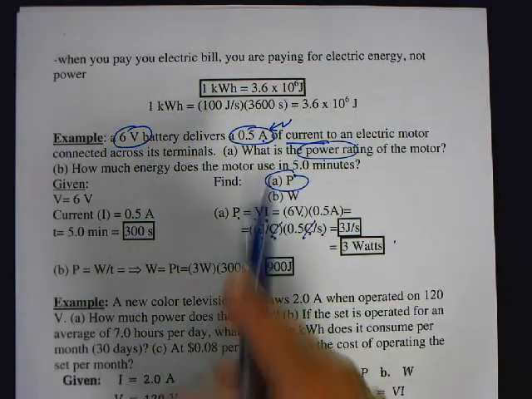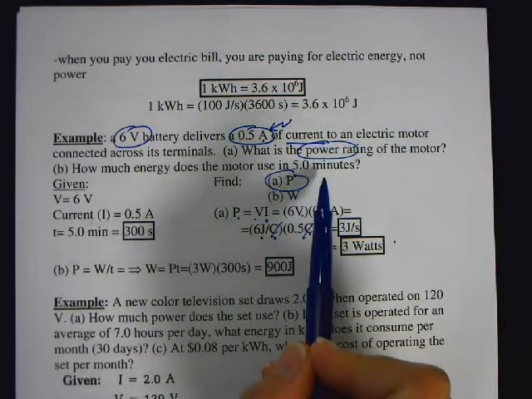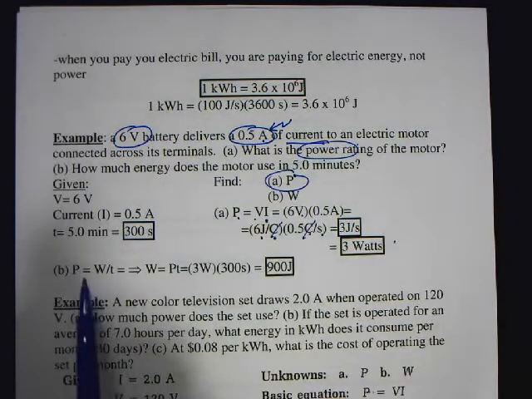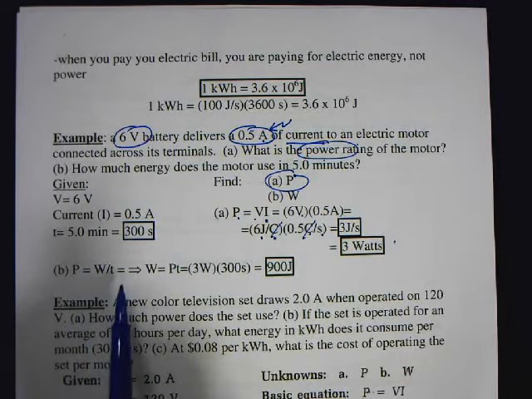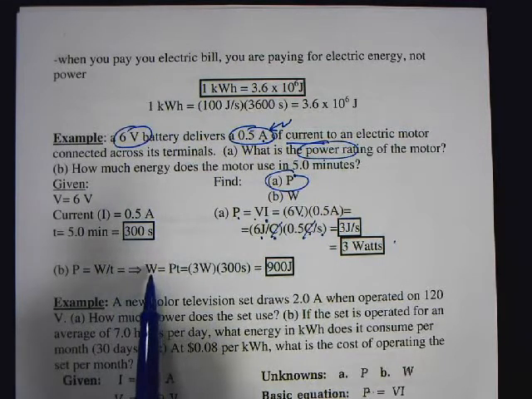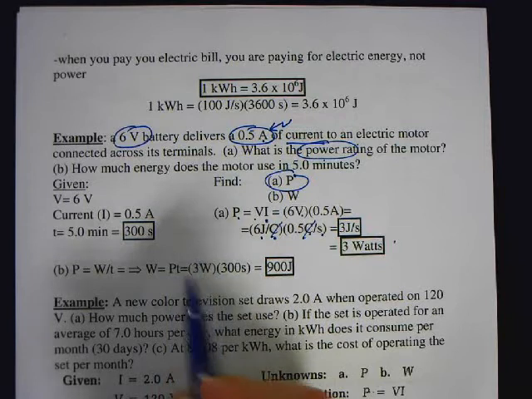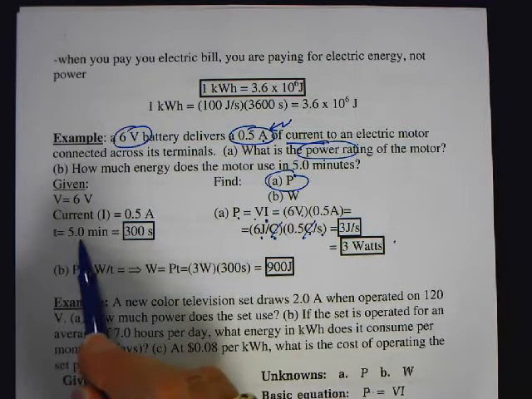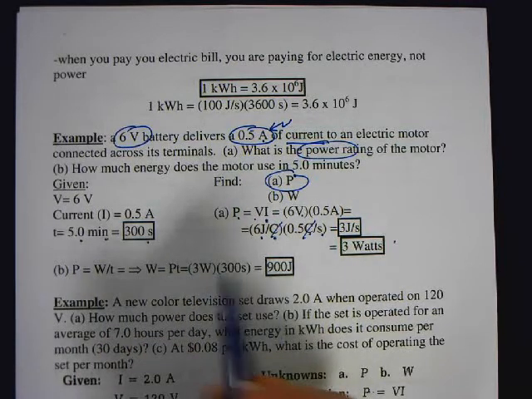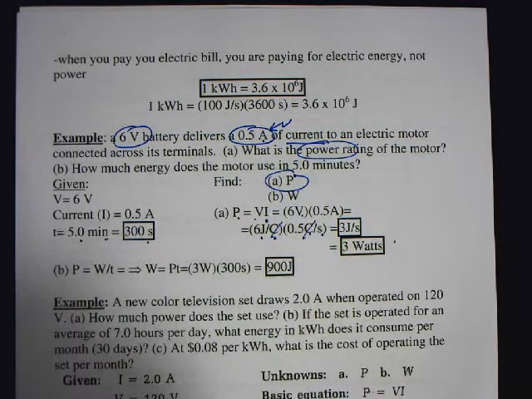Part B, how much energy does the motor use in 5 minutes? So again, power is work divided by time. Work is equal to energy. Remember back when we did our whole unit on energy and conservation of energy, work is equal to the change in energy. So work is equal to PT, and 3 watts, and then I had to convert the minutes to seconds, and then I get the work done.